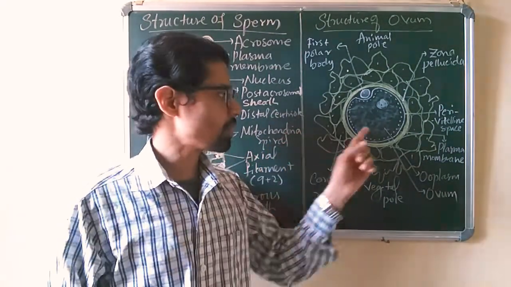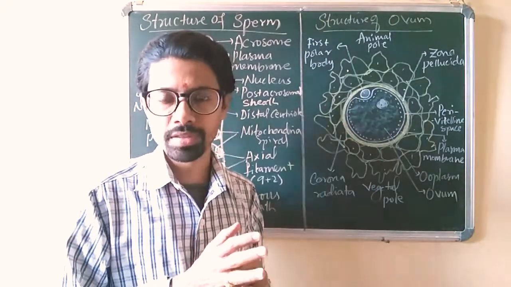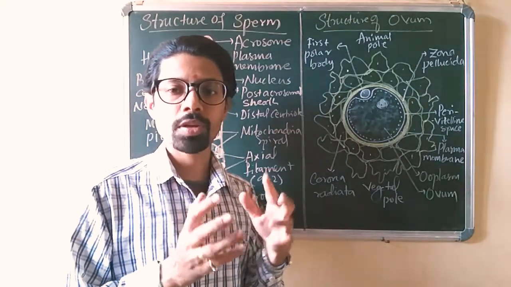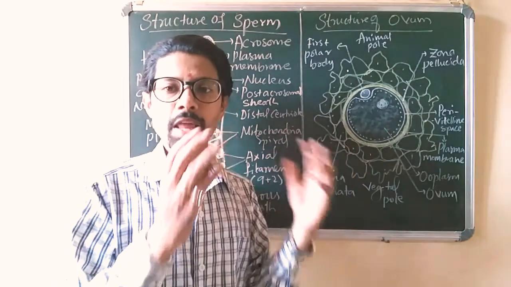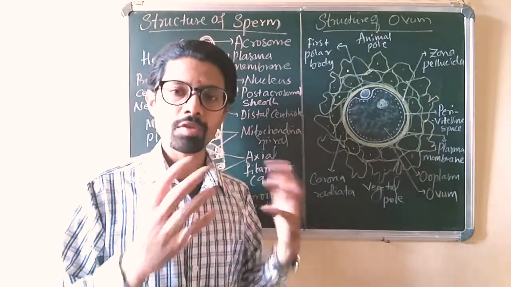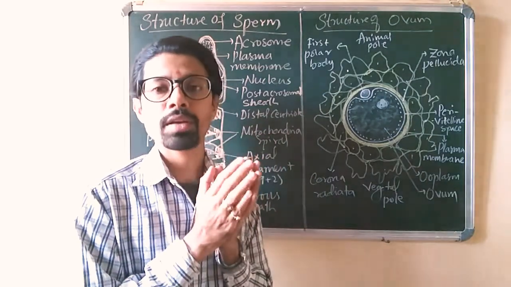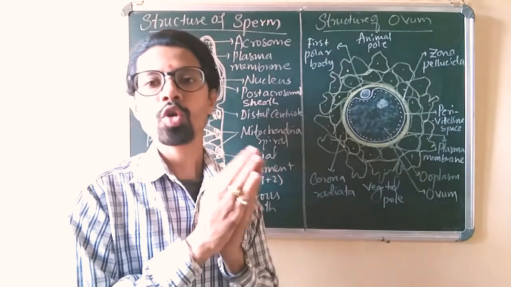Just below the zona pellucida, there is a space. This empty space is called the perivitelline space. In the perivitelline space, generally the polar bodies occur. Then after that, the ovum plasma membrane is there. Just inside the plasma membrane, it is internally filled with fluid. The fluid is called ooplasm. The cytoplasm of the ovum is called ooplasm.